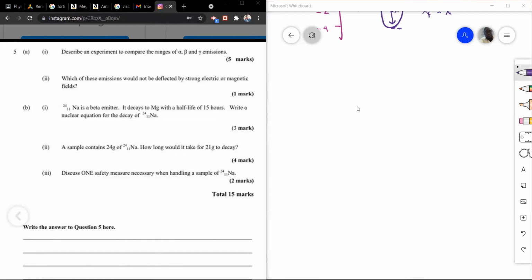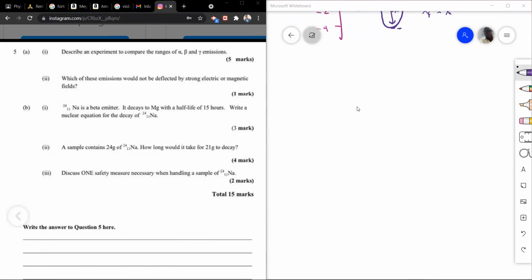So we could also do the absorption test to look at the ranges. Sir, what about the deflection test? Sir, what about the one we did for the lab? That one. That's the absorption test? Oh yeah, that one. The absorption test. Sir, could I use the deflection test to compare the ranges? Yeah.